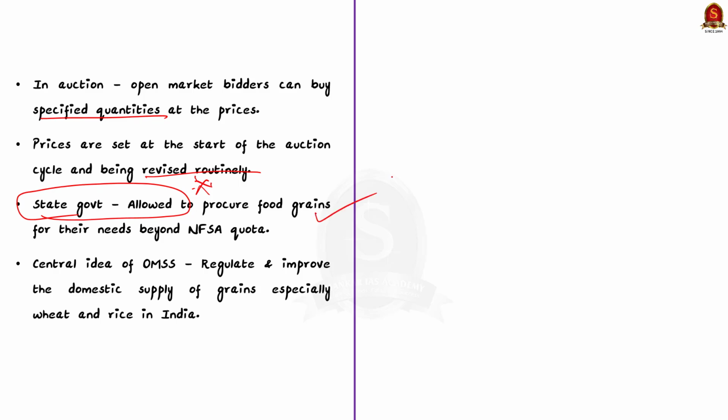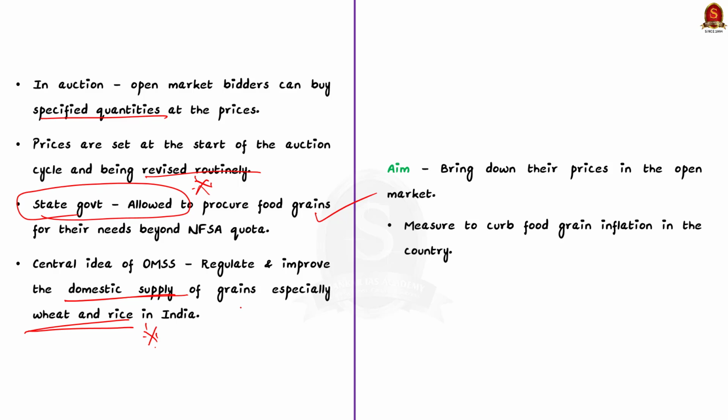So the central idea of OMSS is to regulate and improve the domestic supply of grains, especially wheat and rice, in India. This is done to bring down their prices in the open market. Moreover, it is often used as a measure to curb food grain inflation in the country. So that's all about the Food Corporation of India and OMSS. With this, let us move on to the next news article.